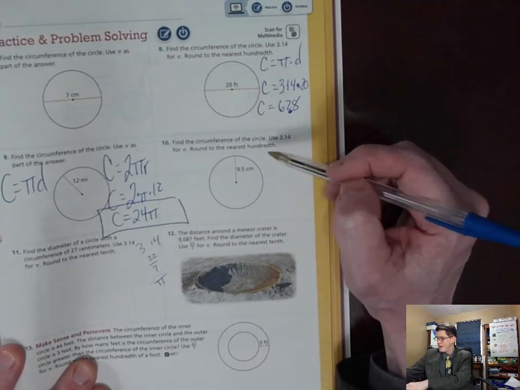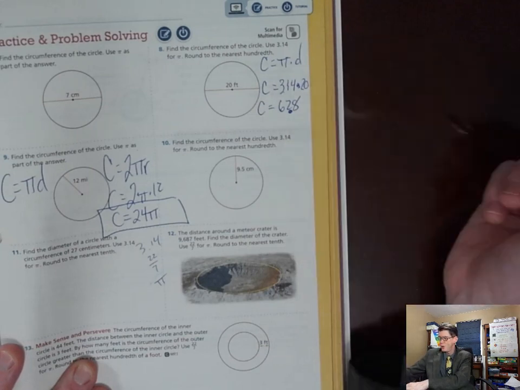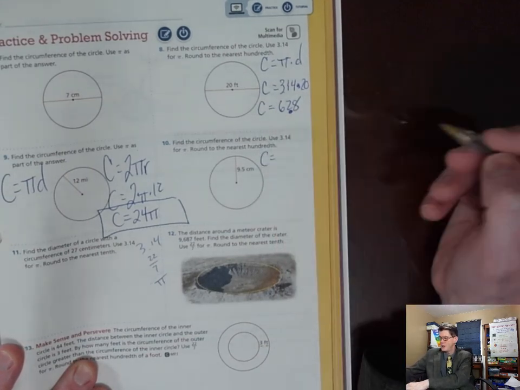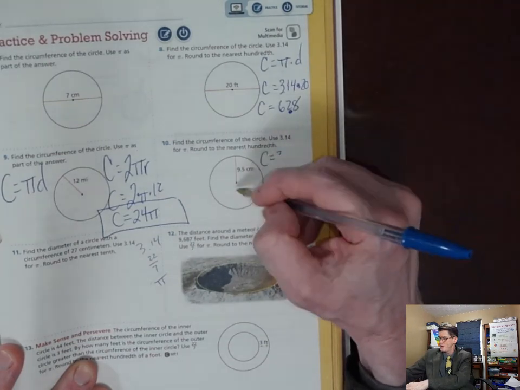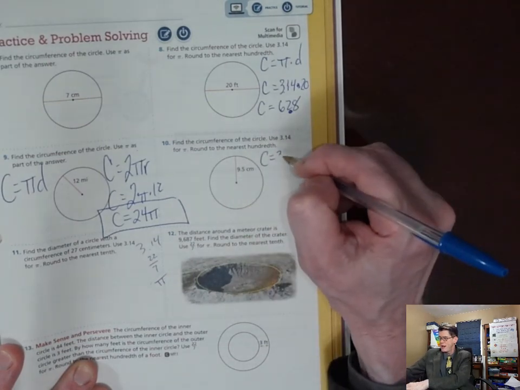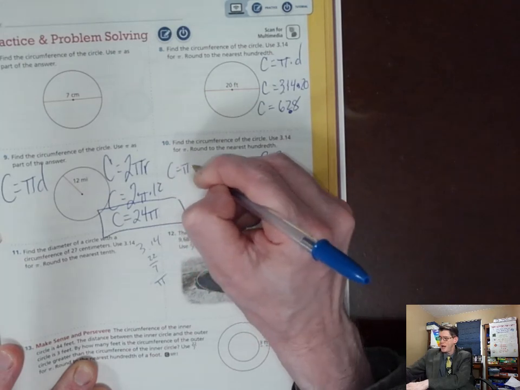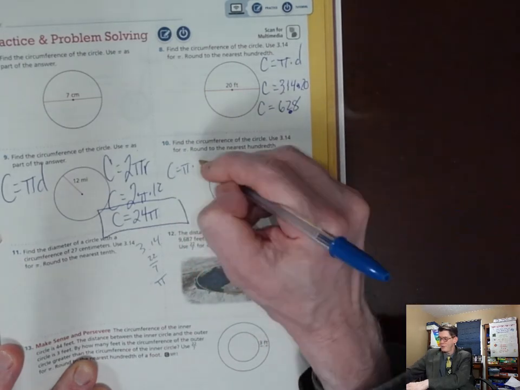Number 10, find the circumference of the circle, 3.14 for pi. So the circumference is, let's see, pi times the diameter, and there's the radius. So however you want to write it. Circumference is pi times the diameter, which is 19.